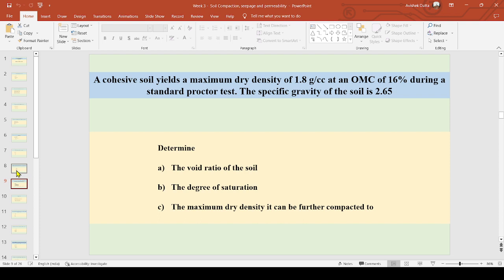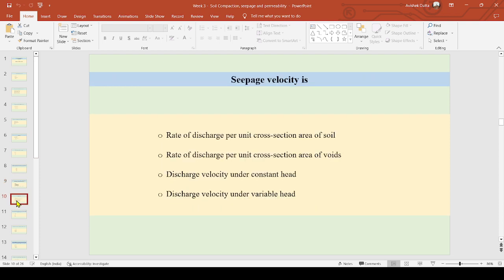A cohesive soil yields a maximum dry density of 1.8 gram per cc at an optimum moisture content of 16 percentage during a standard Proctor test. The specific gravity of the soil is 2.65. So find out the void ratio of the soil and the degree of saturation. After that, you calculate the maximum dry density up to which it can be further compacted. Alright, I hope it was clear.